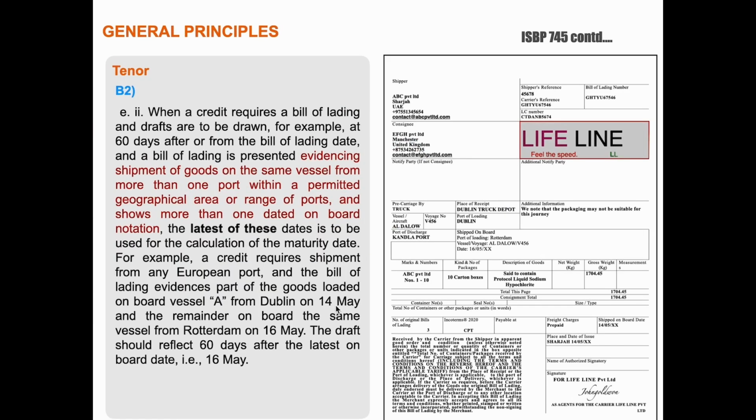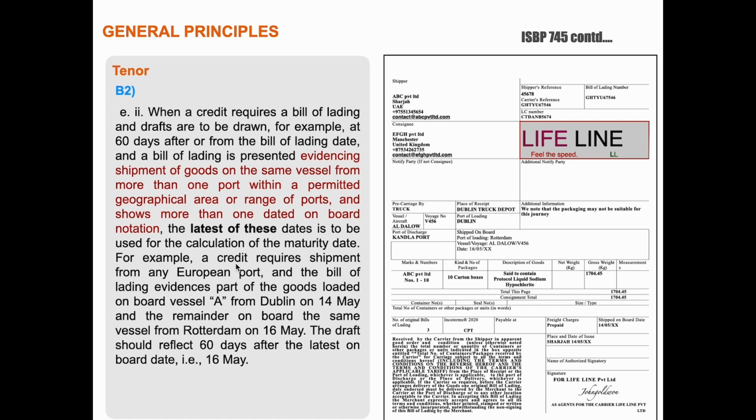Next one is when the bill of lading evidences shipment of goods on the same vessel. Note this very carefully, same vessel. So this is also not a partial shipment. The goods are shipped on the same vessel from more than one port within a permitted geographical area or range of ports and shows more than one dated onboard notation. The latest of these dates is to be used for the calculation of the maturity date.